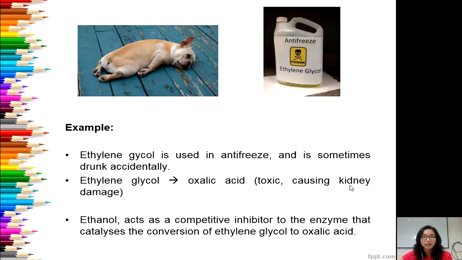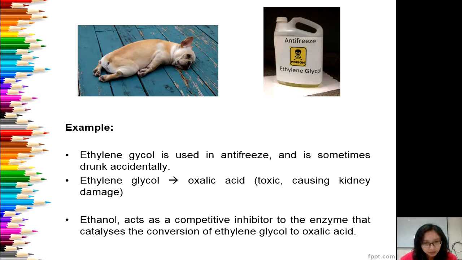Now this is the example. For example, there is a chemical called ethylene glycol, which is usually used in antifreeze, and sometimes this liquid is drunk accidentally. What is dangerous about this? Ethylene glycol, in our body, will be metabolized into oxalic acid. This oxalic acid is toxic. It may cause kidney damage.